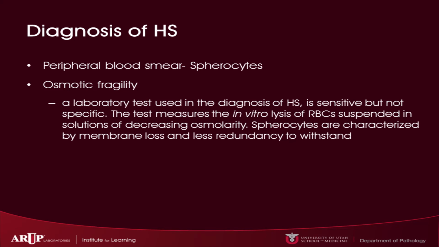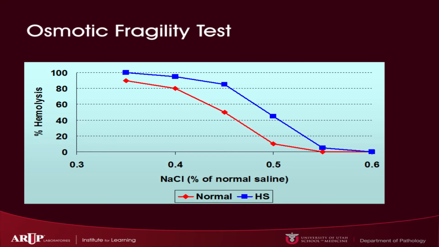This is what the curve for the osmotic fragility looks like. Compared to the normal red blood cells, the HS patient's red blood cells get destroyed more easily. Normally they would get destroyed at 0.5% saline, but in cases of HS patients, they would be destroyed at less than 0.5%.